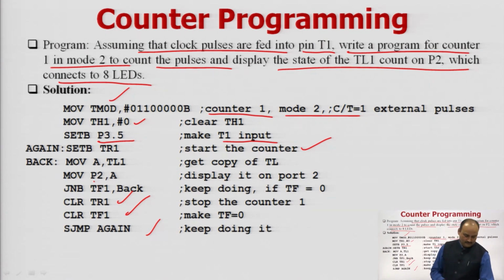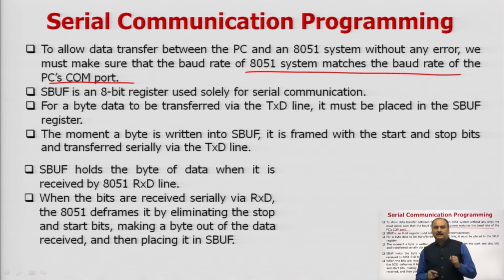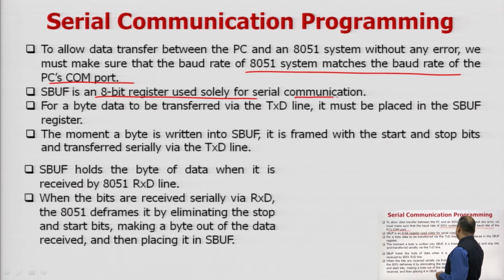Next is serial communication programming. To allow data transfer between the PC and the 8051 system without any error, we must make sure that the baud rate of the 8051 system matches the baud rate of the PC, that is, the PC's COM port. So we need to ensure that the baud rate is matched between the PC's COM port and the 8051. Then SBUF is an 8-bit register used for serial communication. So we use this SBUF register for serial communication.